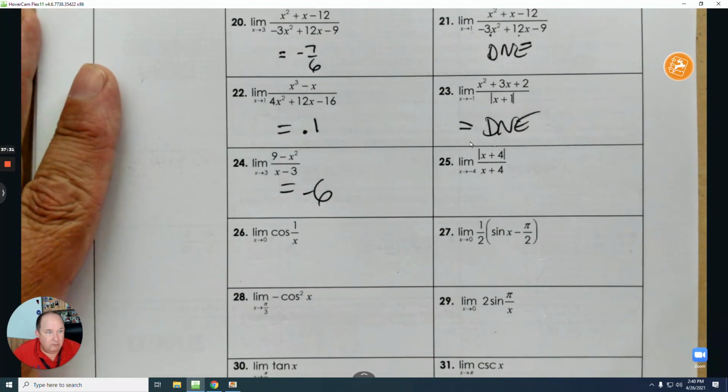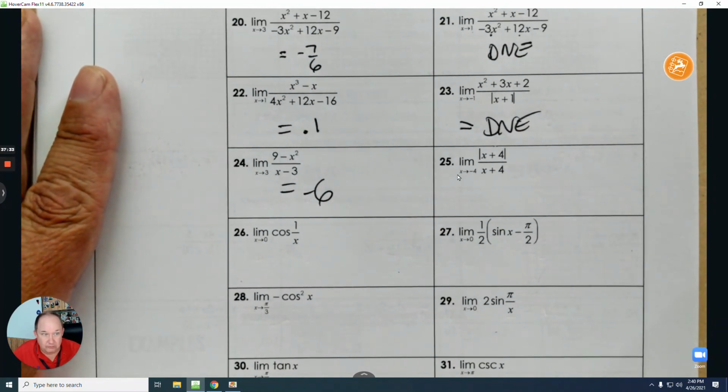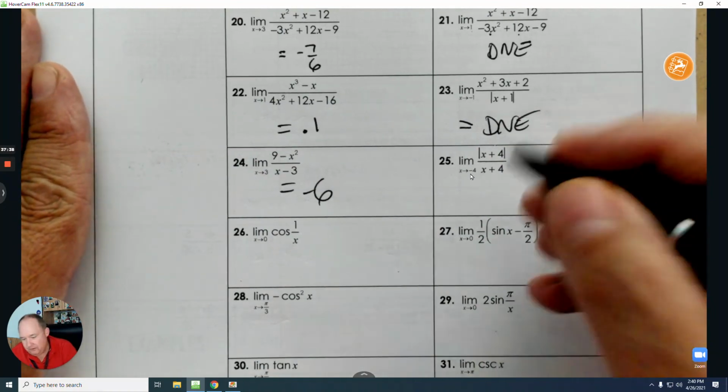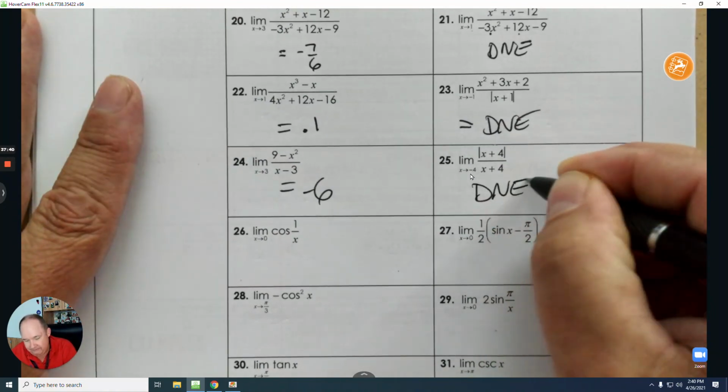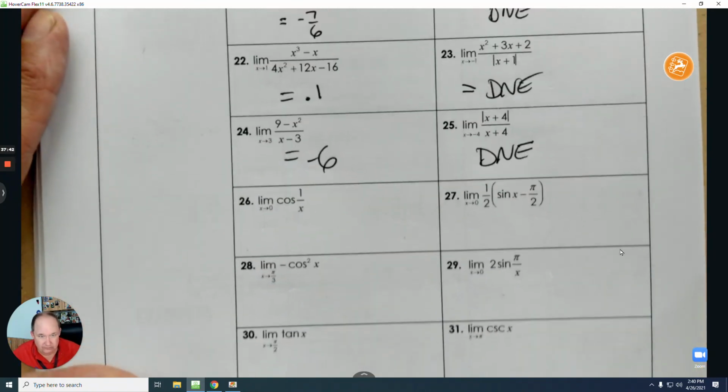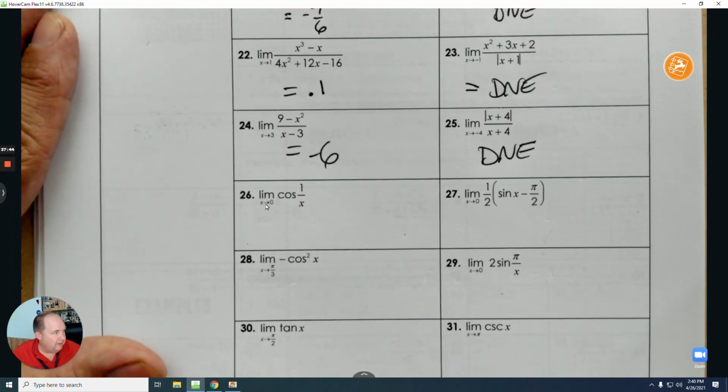All right, I want you to type that into Desmos, look at the graph, and see what's happening at -4. What I want you to notice is there's a jump in the graph, and that's why the limit doesn't exist. For number 26, here's a trigonometric one of 1 over x.